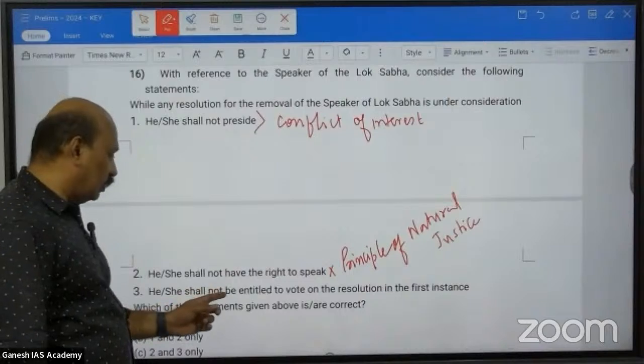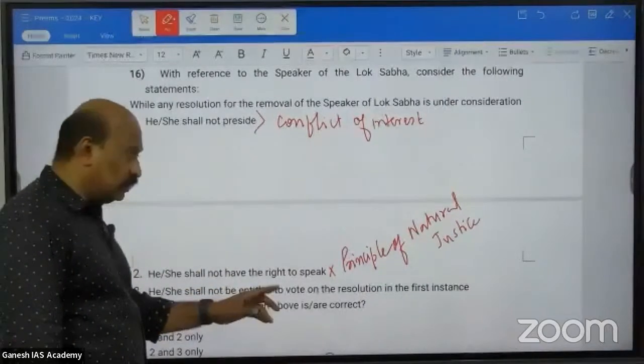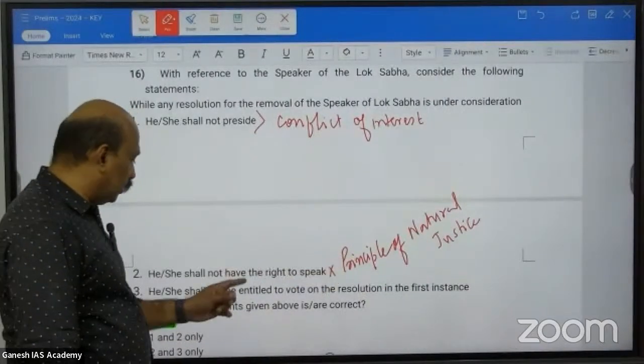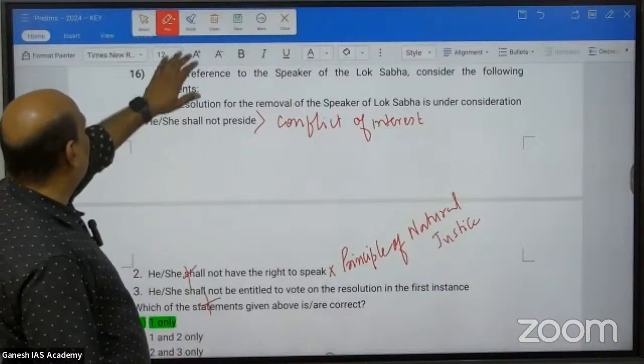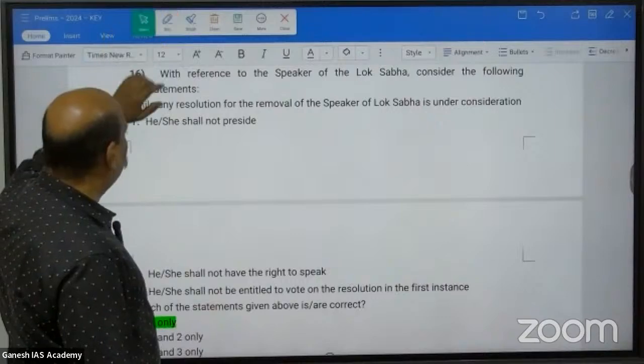So they have the right to speak. He or she shall not be entitled to vote. This is also wrong. This is against the principle of natural justice. So therefore, these 2 statements are wrong. So the answer is only 1. Out of the 3 statements, which statement is correct?